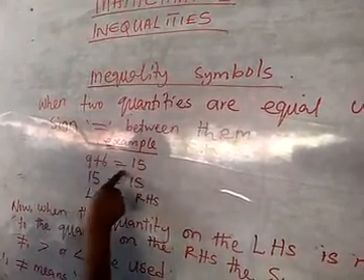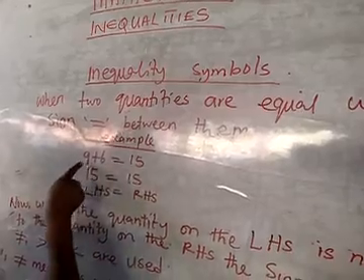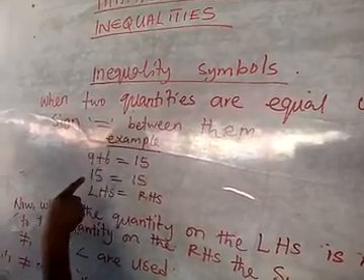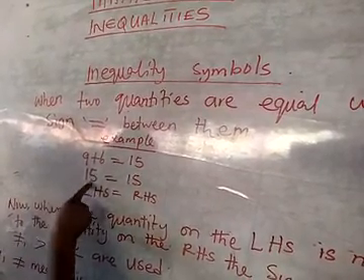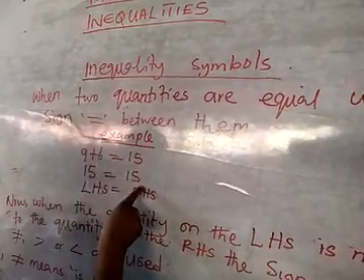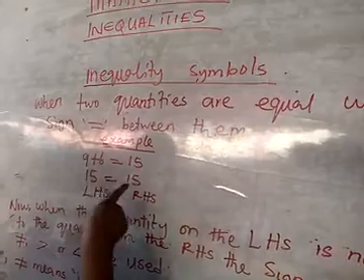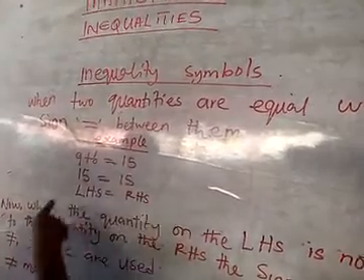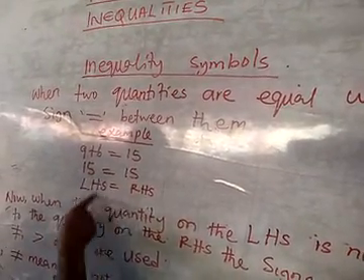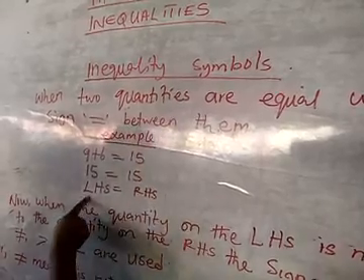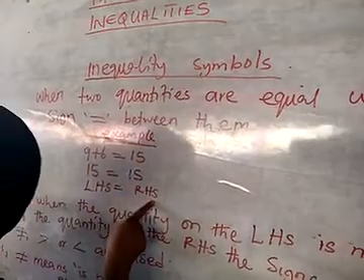Now, 9 plus 6 will give you 15. 9 plus 6 is equal to 15. When you add 9 and 6, it will give you 15. Now the left-hand side is equal to the right-hand side. But in inequality, the left-hand side may not be equal to the right-hand side. We want to know and explain the signs we use when the left-hand side is not equal to the right-hand side.